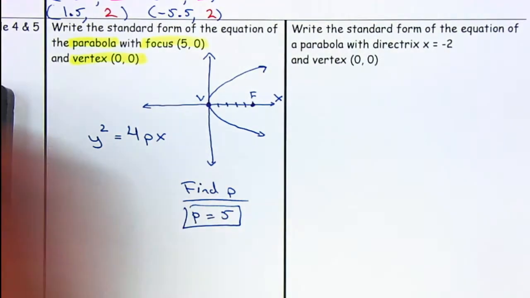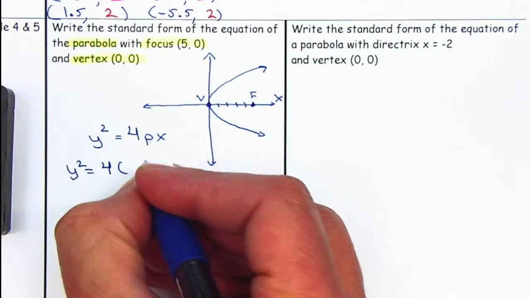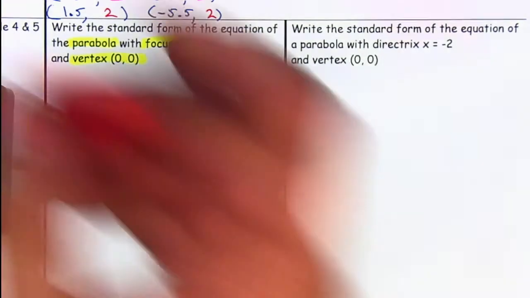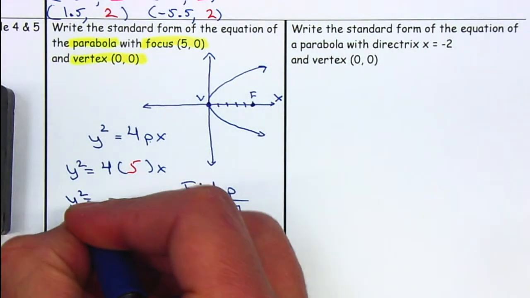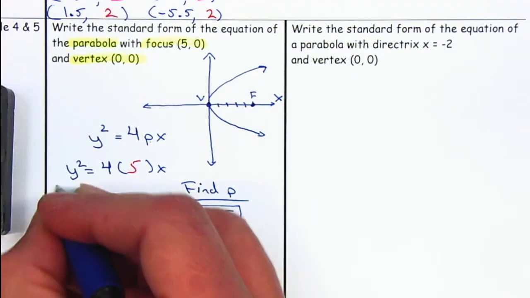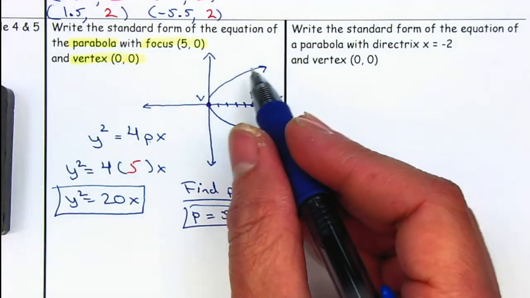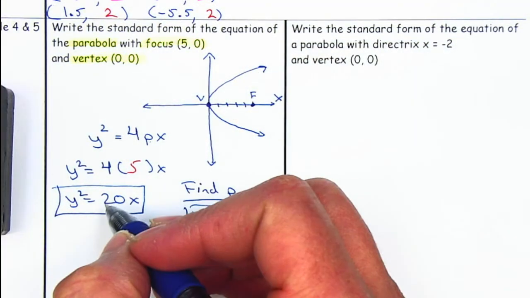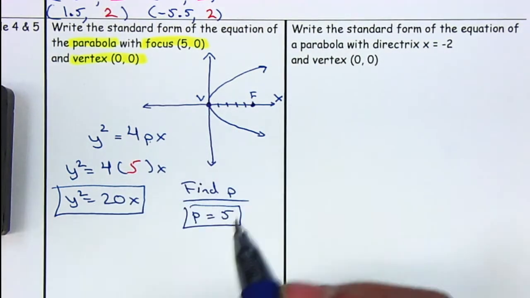So the only thing I need to do is just plug in a 5 in here. So y squared is equal to 4, instead of p will be 5. Y squared is equal to 20x. And that will be the equation. One of the last things that you want to focus on is if it's facing the right, this should be positive. If it's facing the left, that should end up with a negative.